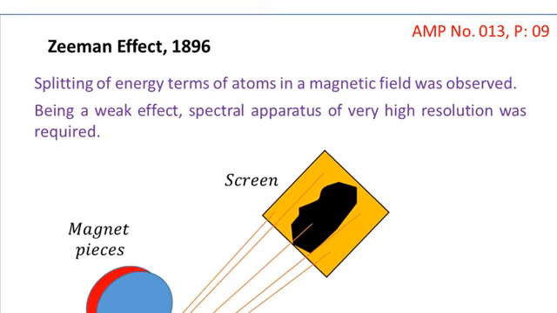The Zeeman effect was reported in the year 1896. It deals with the splitting of energy terms of an atom when it is placed in a magnetic field. The splitting of energy terms of the atoms in a magnetic field was observed in the year 1896, being a weak effect. Spectral apparatus of very high resolution was required at that time.